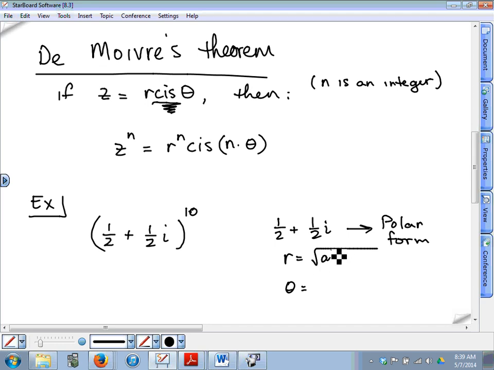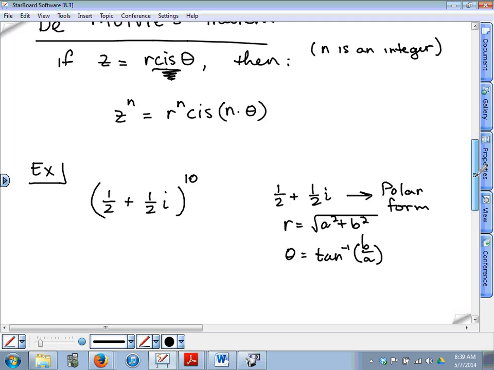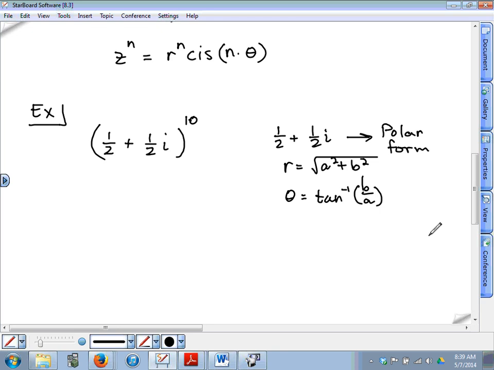Exactly. r is the square root of a squared plus b squared. Theta is the inverse tangent of b over a. Ooh, and we get to work with fractions. Lucky us! So, 1/2 squared plus 1/2 squared. What is 1/2 squared? 1/4. What's 1/4 plus 1/4? 2/4, which is 1/2. So r is equal to the square root of 1/2, which is the square root of 2 over 2.